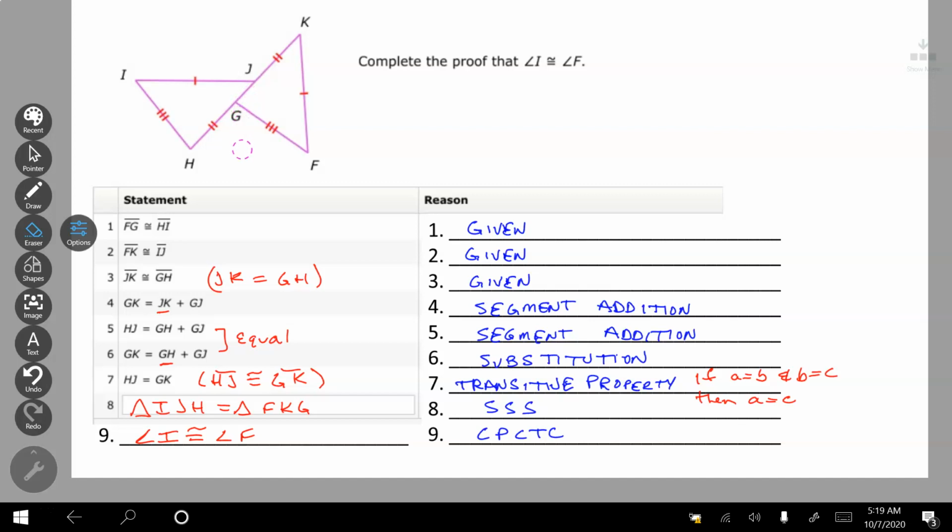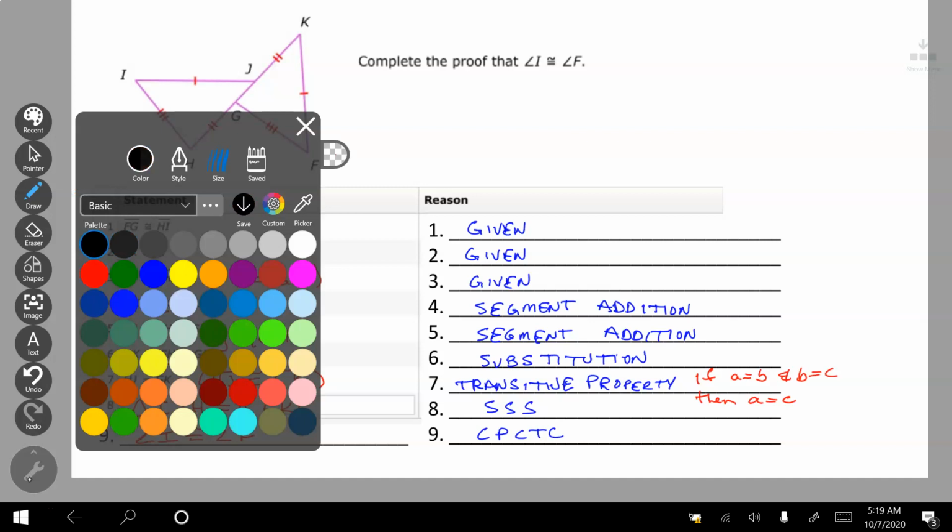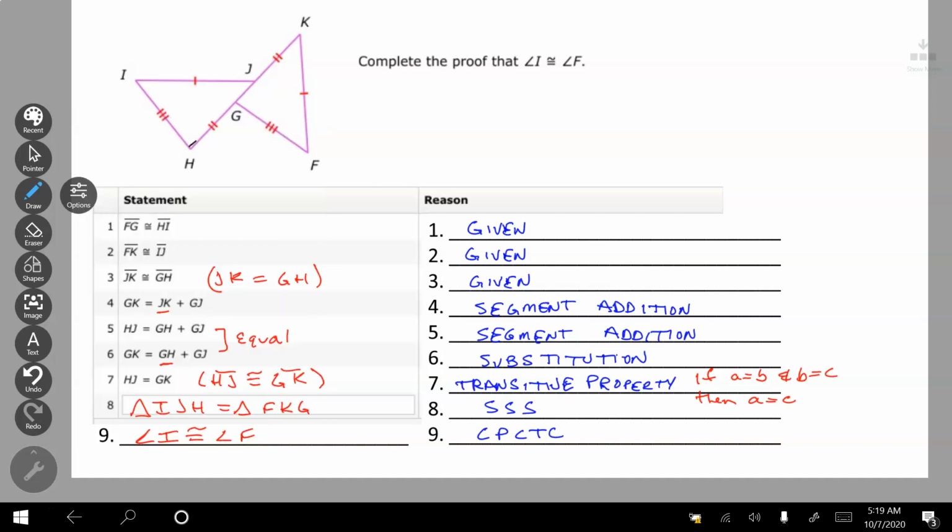Well, the one thing I know is that these were equal to each other. So I get rid of this JK, and then I have these two, this segment here is equal to this segment here. So I have this segment here is now equal in length to this segment here. So they are congruent. 1, 2, 3, 4, 1, 2, 3, 4.